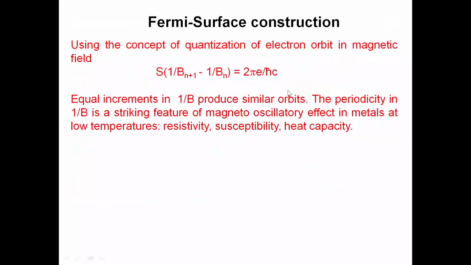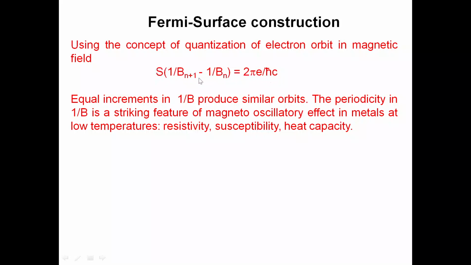Now our objective was to understand how to construct the Fermi surface using the quantum Hall effect. From the concept of the quantization of electron orbits, we have already derived this expression. What this equation tells us is that equal increments in 1 by B produce similar orbits in k space. This is actually the area of the electron orbit in k space, and this term is constant.